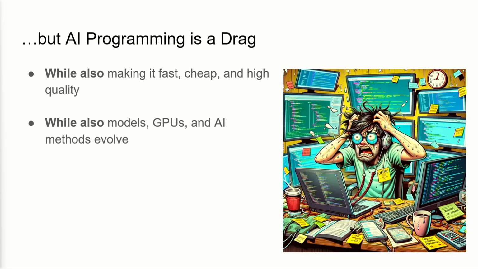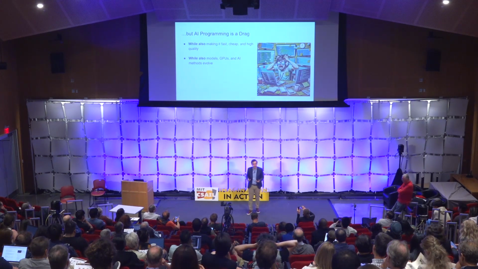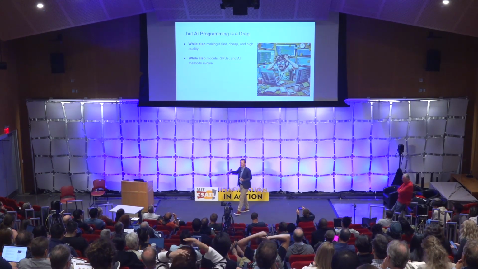At the same time, there's an earthquake every day in the technology used to build these things. So new models come out with new performance characteristics or new quality characteristics. New hardware comes out or new services are deployed, and new methods of building these things are invented all the time. So at the same time that you're trying to build something useful and retain good speed and good cost, the whole infrastructure is shaking under you every single day.